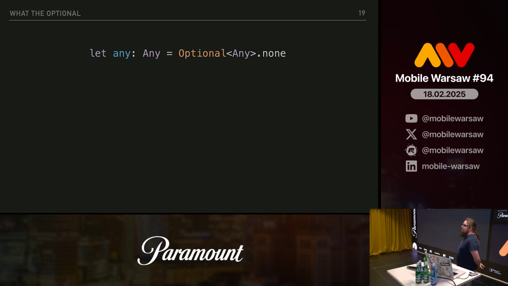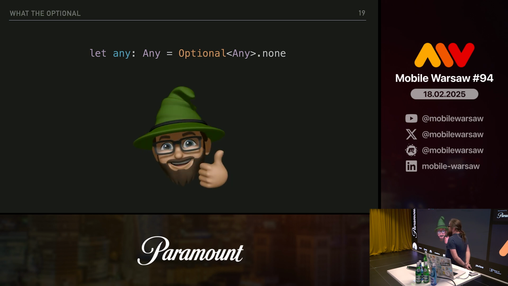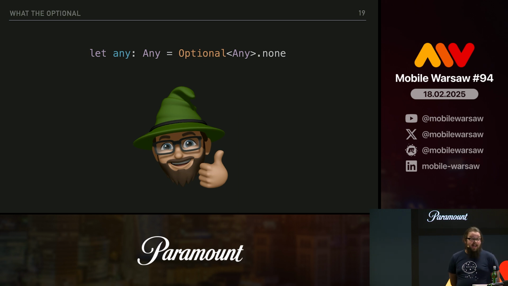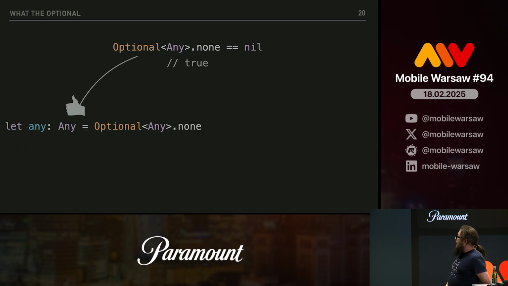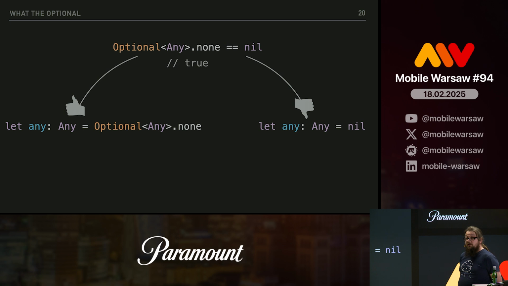So we have a non-optional value property storing nil. And yay, hooray for us. But what are the consequences? Why does it work this way, not the other way? Because this is basically true. Optional.none is equal to nil. This is true. It will always be true. So why does this work and this doesn't work?